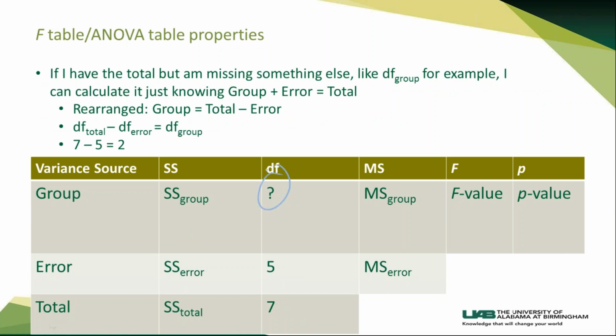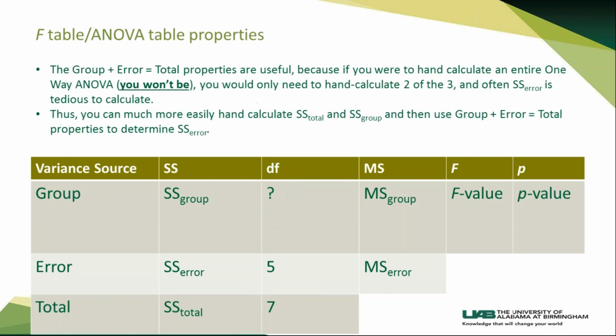So for example, I do not know what my degrees of freedom is for the group partition of variance, or the between groups variance. However, keeping in mind that group plus error equals total, I can rearrange that and say that if I take total minus error, I can get my group property. And this holds true whether we're talking about degrees of freedom or sums of squares. So here, I know that the total is 7, the error is 5 for the degrees of freedom. Then for the group degrees of freedom, I know that it is 2. So that's a pretty valuable property.